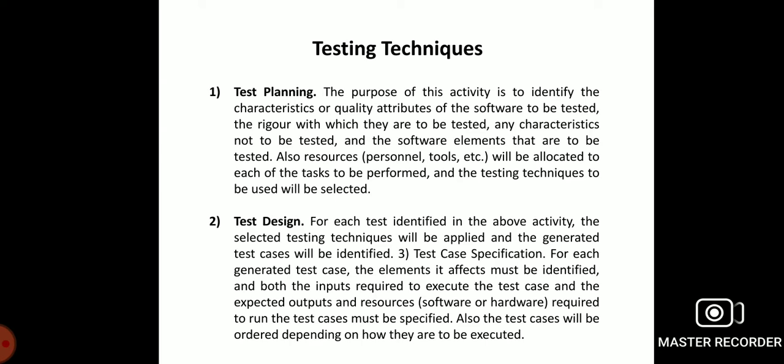Then the test design: for each test identified in the above activity, the selected testing technique will be applied and the generated test cases will be identified. Then the test case specification: for each generated test case, the elements affected must be identified, and both the input required to execute the test case and the expected output, and the resources required to run the test case, must be specified. The test cases will also be ordered depending on how they are to be executed.